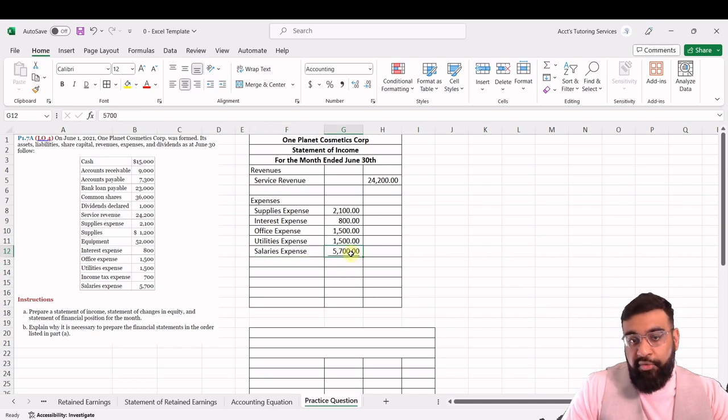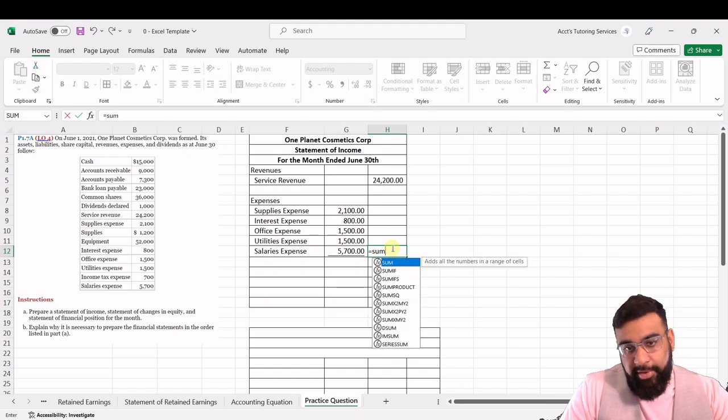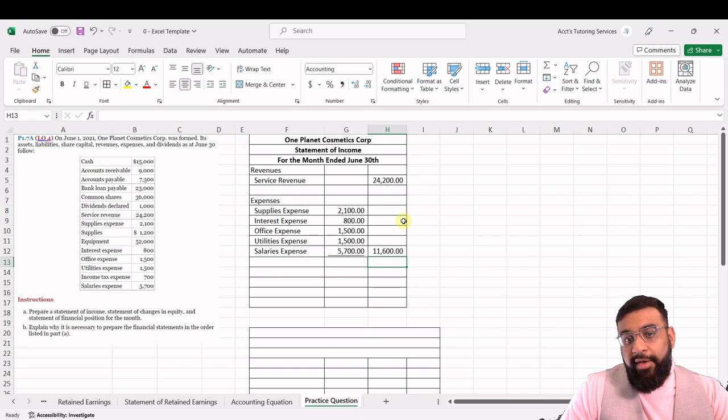So I'm going to put an underline over here because now I'm going to do a calculation. Essentially, I'm going to add up all of the expenses to arrive at 11,600. What I did to get this number is I did 2,100 plus 800 plus 1,500 plus 1,500 plus 5,700 to arrive at 11,600. Now I have my total expenses.